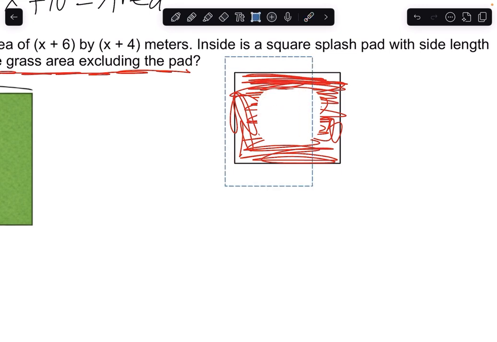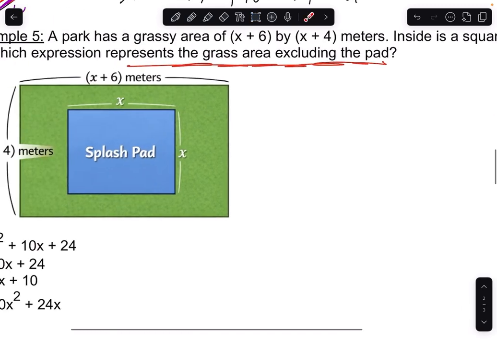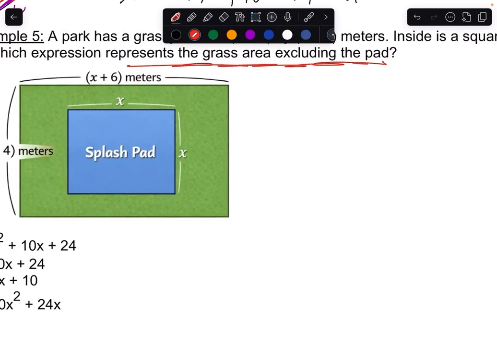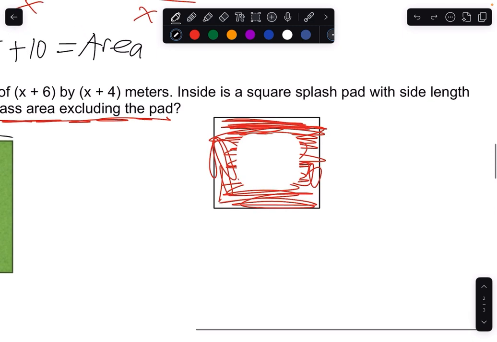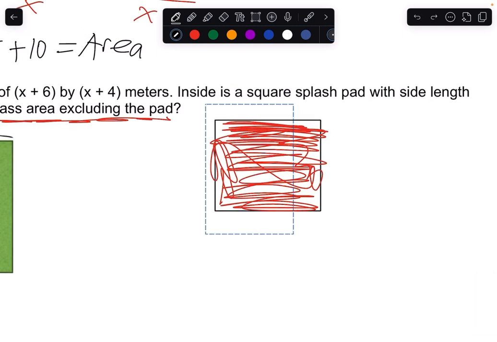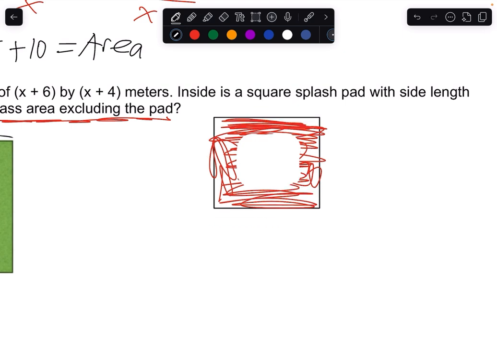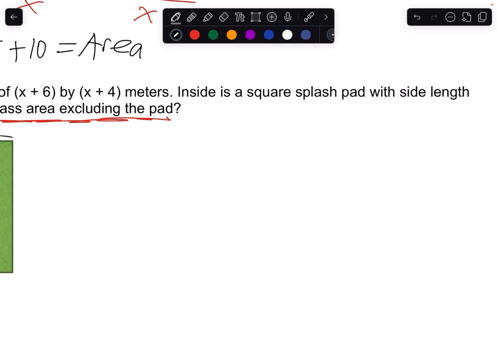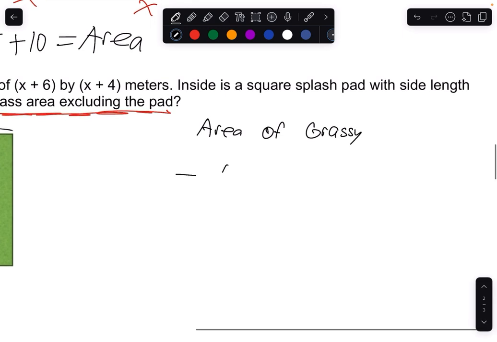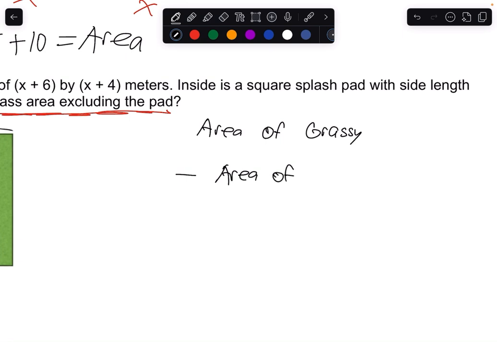I'm saying that to say this. If you want to figure out this grassy region, let's do what we just did. Let's take the whole area, and let's take away the splash pad area. So practically speaking, let's find the area of the whole grassy region, so all of it, and then we should subtract the area of the splash pad. That would get you the grassy area.